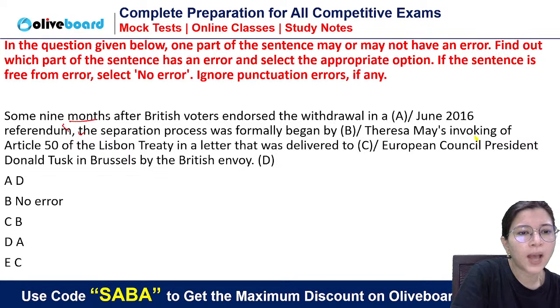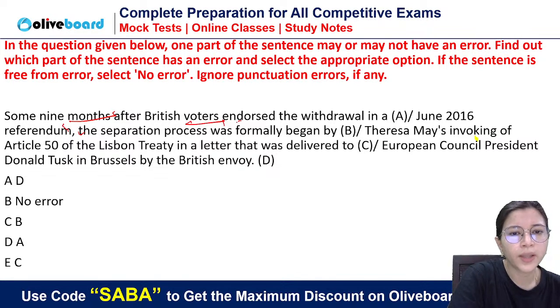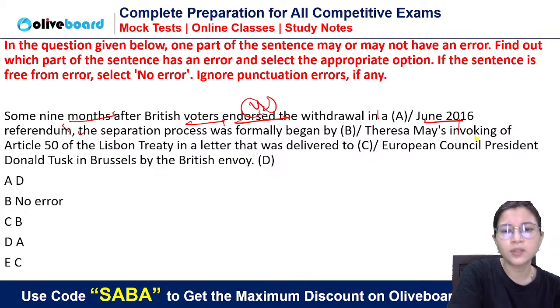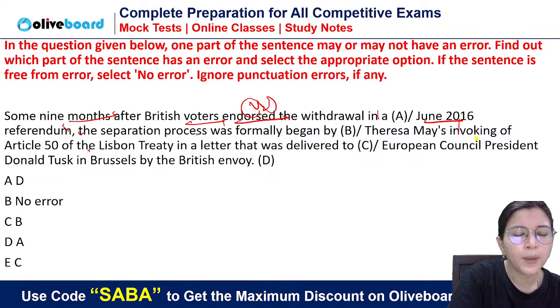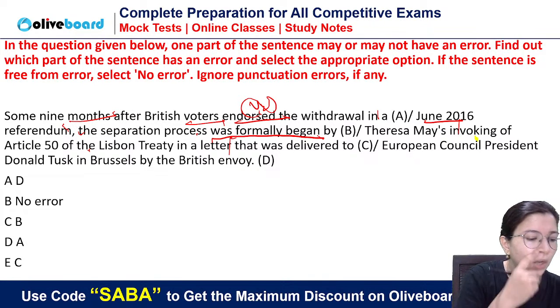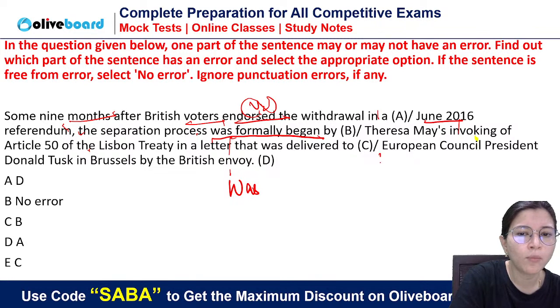Some 9 months after British voters endorsed the withdrawal in a June 16 referendum, the separation process was formally began by. So the V2 form is given, direct past tense, we are talking about. Now, "was" can never take the V2 form. We all know the forms of begin: began, begun. So began is the V2 form, and the V2 form can never come after a helping verb.